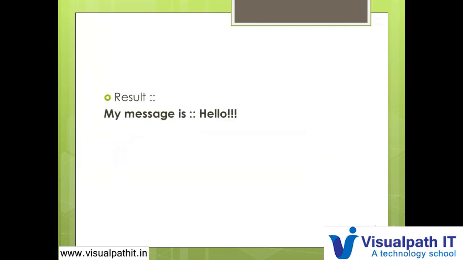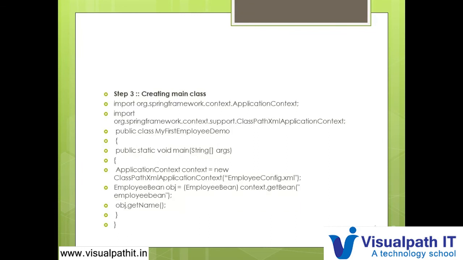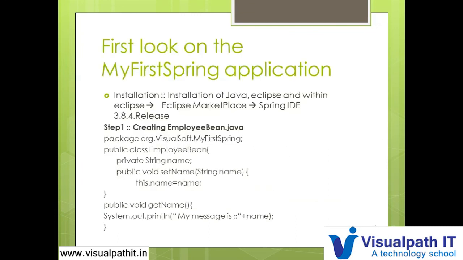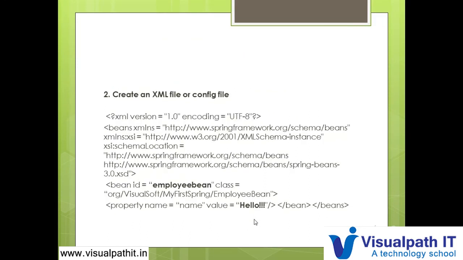So now let's see the result. The result will be: my message is hello. Here my message is what is printed. This hello is taken from this bean's property value, that is hello.